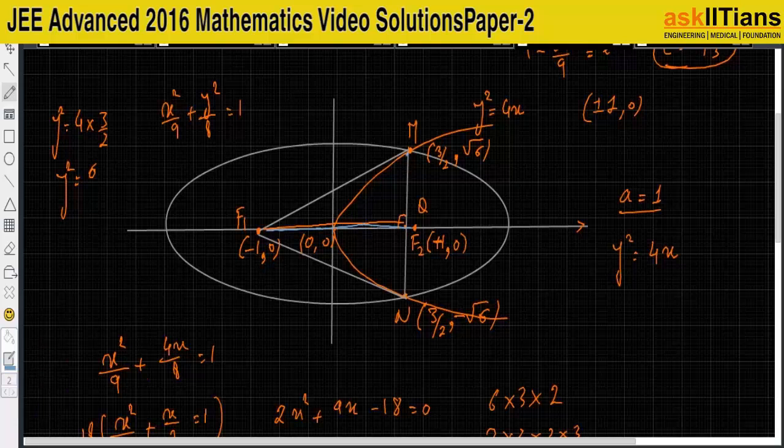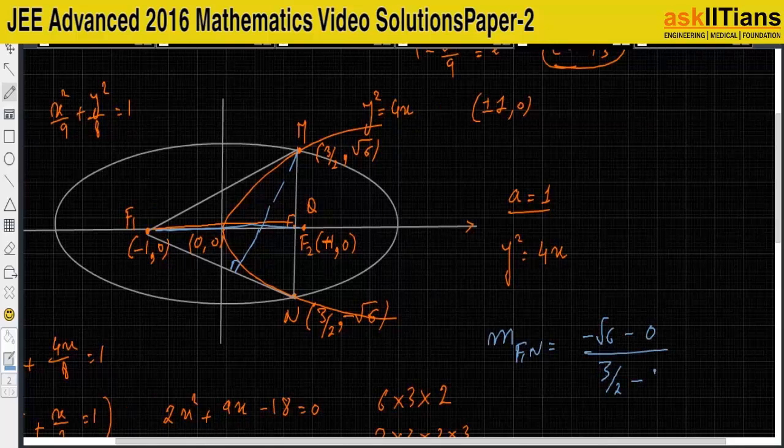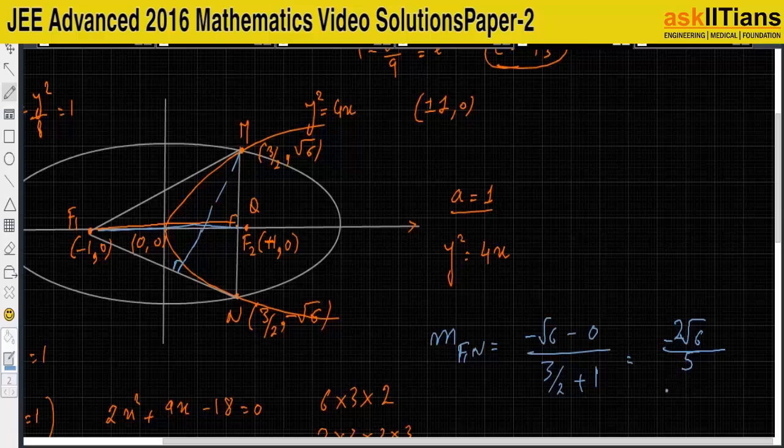So I need to find one more altitude in this triangle to find the orthocenter, right? Orthocenter is nothing but the intersection of any two altitudes. So if I drop one perpendicular from M to the opposite side of this triangle, then what will be the slope of F1N? We can find out the slope of F1N. That will be nothing but minus root 6 minus 0 divided by 3 by 2 minus 1 minus minus 1. So that will be plus 1. So from here I'll get minus root 6 divided by, and this will become 5 by 2, right? It will be something like this. So this is the slope of F1N.